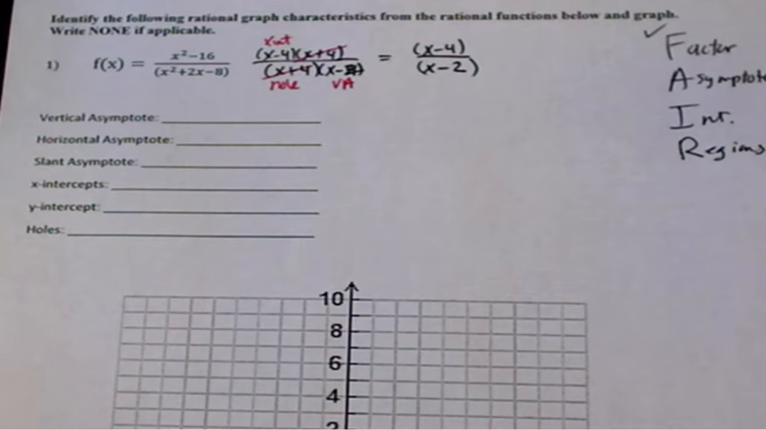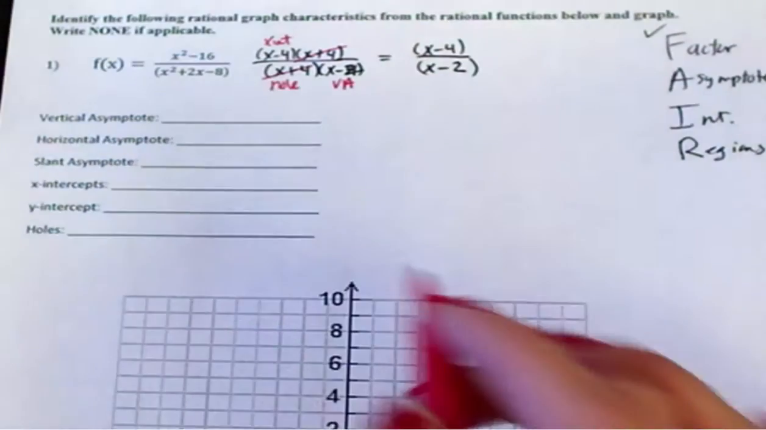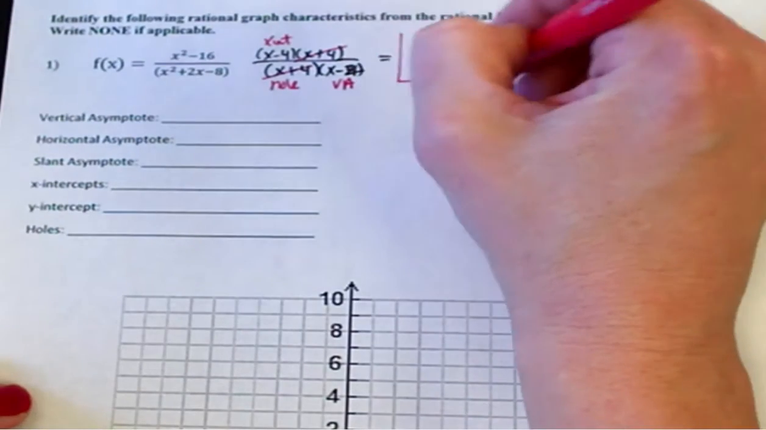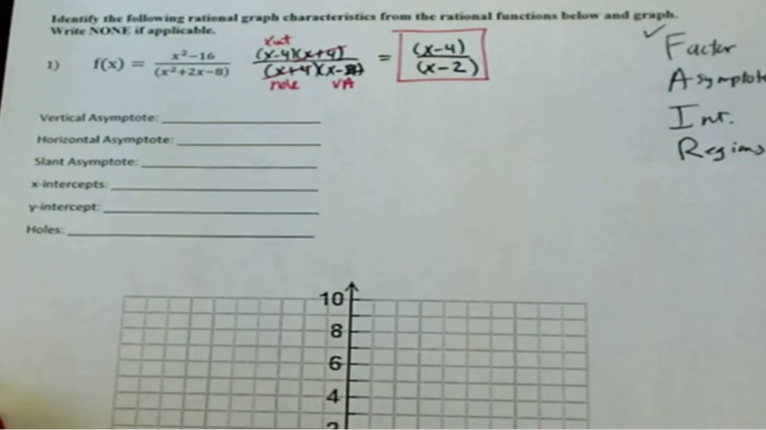How do you find x-intercepts of a polynomial? You factor it and set each factor to 0, but just the numerator zeros. Okay, so I have those things labeled. This right here, this is what I'm trying to graph.